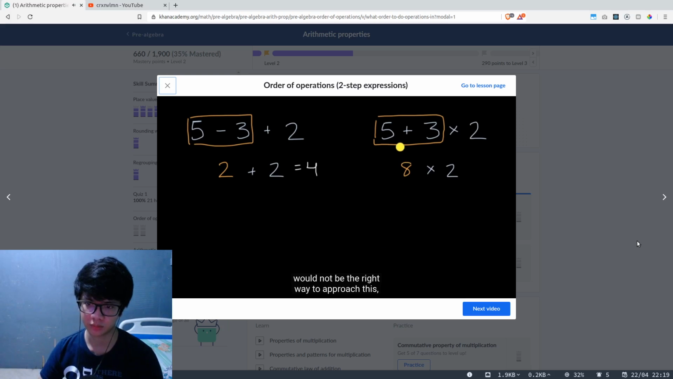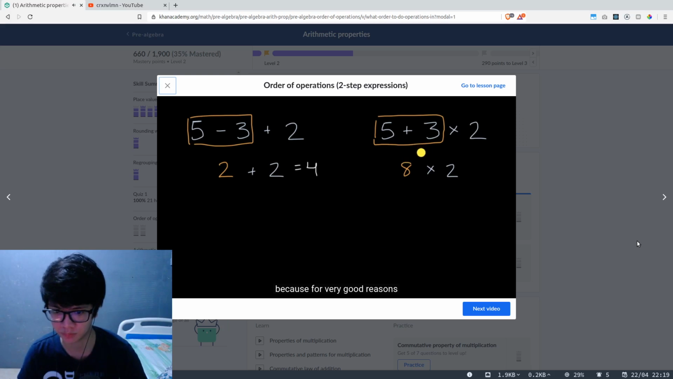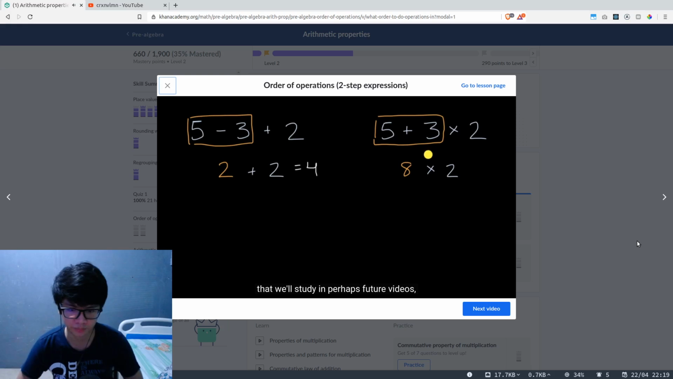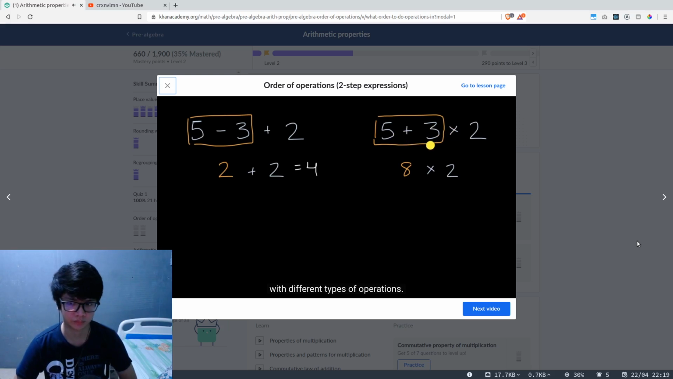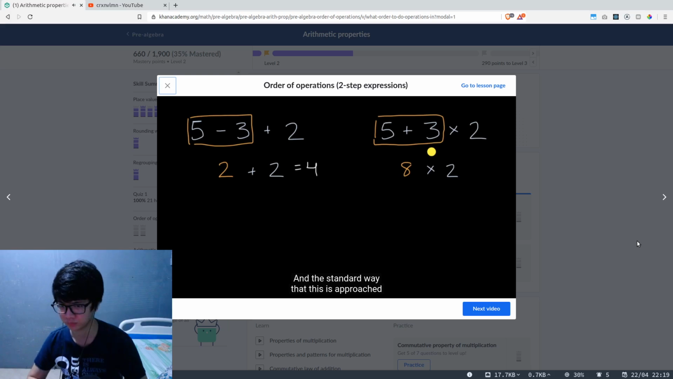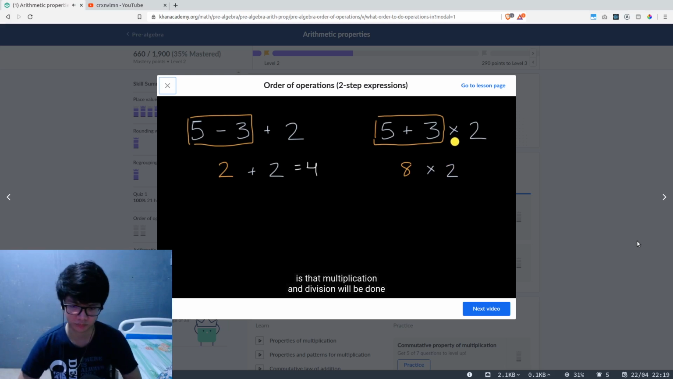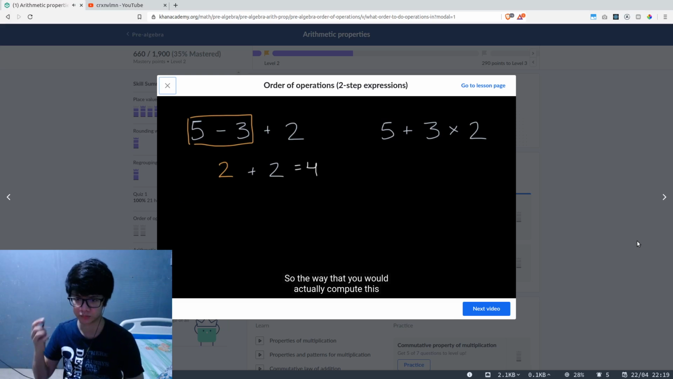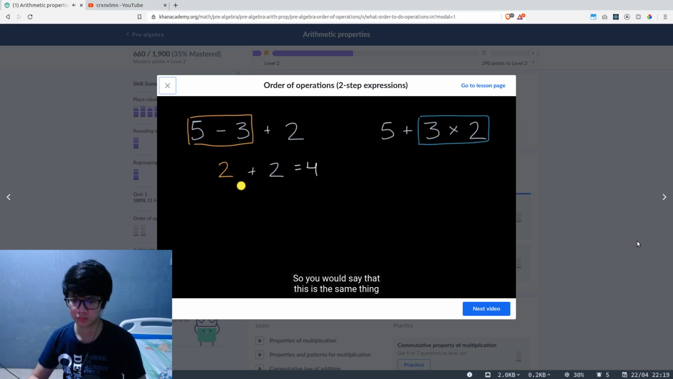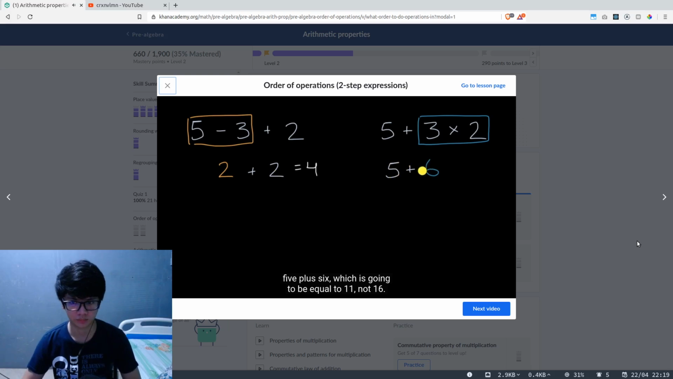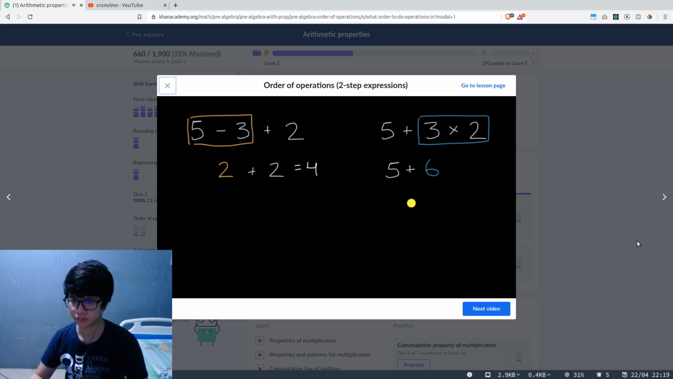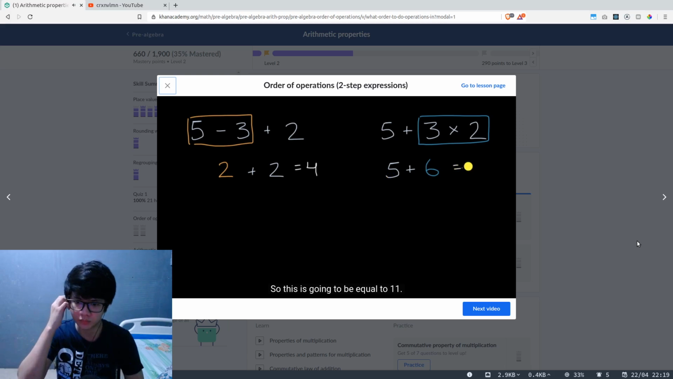But it turns out that this would not be the right way to approach this, because for very good reasons that we'll study in perhaps future videos, we don't always go left to right, especially when we're dealing with different types of operations. And the standard way that this is approached is that multiplication and division will be done before addition and subtraction. So the way that you would actually compute this is that you would compute the 3 times 2 first. So this is the same thing as 5 plus 6, which is going to be equal to 11, not 16.